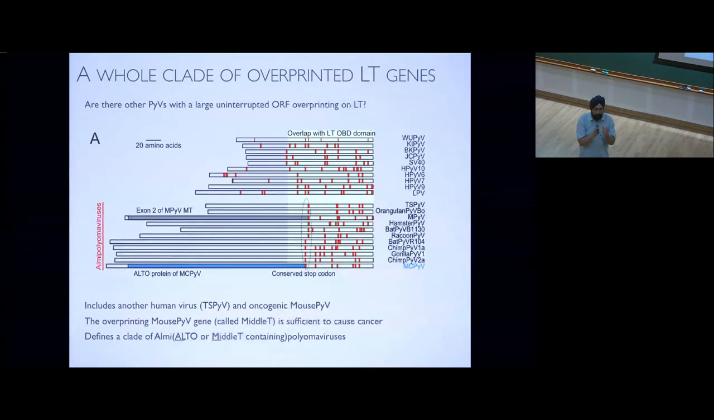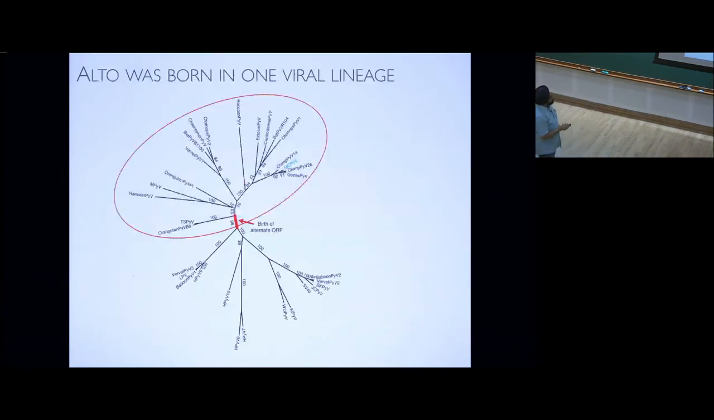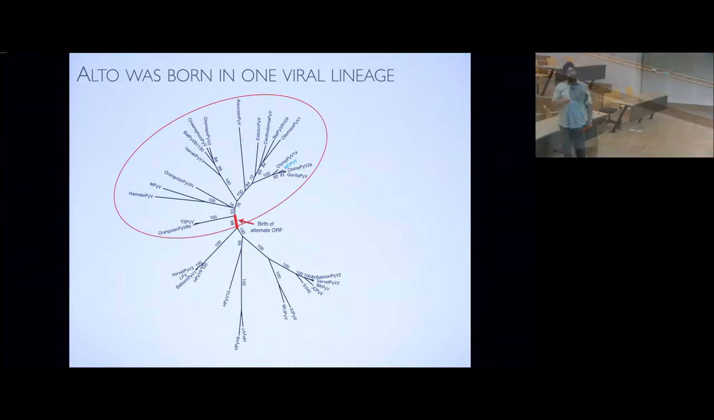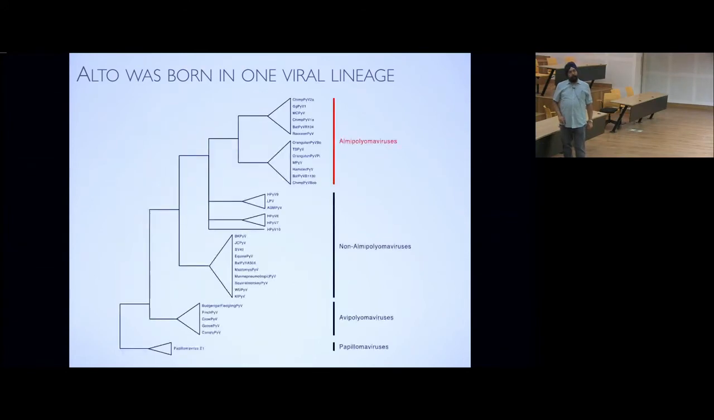It was actually present in a subset of polyomaviruses that includes Merkel cell polyomavirus. Okay? So here's a phylogeny based on other genes of the polyomaviruses, and at some point here, you basically gained the ability to encode this alternate open reading frame from the large T antigen. Another way of showing that, yes.